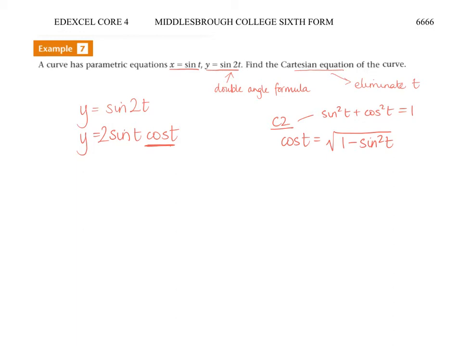So we can see there from our cos t it's actually equal to the square root of 1 minus x squared, since x is sine t. That's what we're looking for there. So going back to our y, we want to eliminate the sine t and the cos t completely. So that's going to be 2 times x, since sine t is x, times the square root of 1 minus x squared from the rearrangement. And what we've done there is we've taken a parametric equation which links x and y with t, and we've eliminated t using our trig identities.